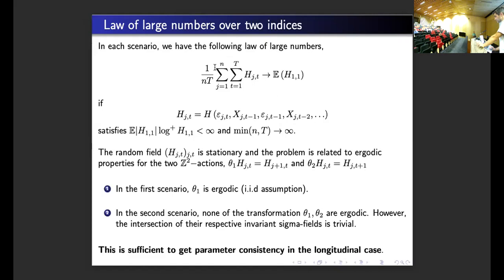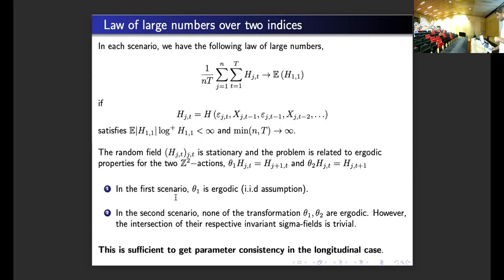And typically, the ergodic theorem says that at the limit, you have a conditional expectation. The conditional expectation is taken with respect to the sigma field, which is the intersection of the invariant subsets for each transformation, that is the shift for the first coordinate and the shift for the second coordinate. In the first scenario, we have an IID assumption across the sites. We have, in some sense, one direction for ergodicity, and then the invariant sigma field is trivial, and then the intersection is also trivial.